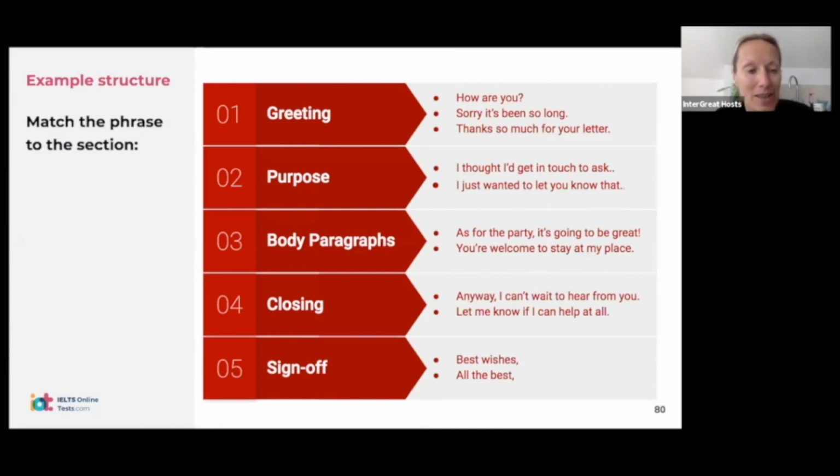I think it's a good idea to leave a line just to make it really clear, to make the sections really clear and show the examiner that you know how to structure the letter. Okay, so remember a lot of it is about the structure, using the correct structure.